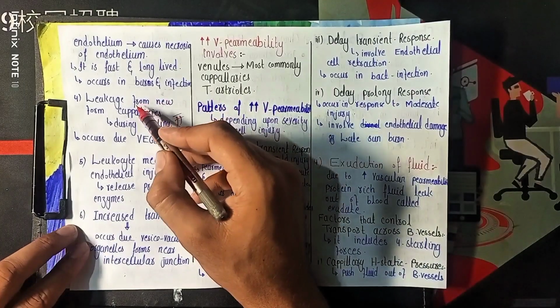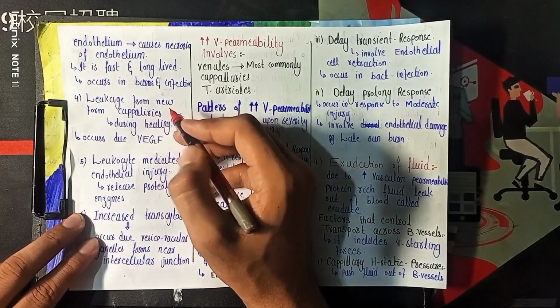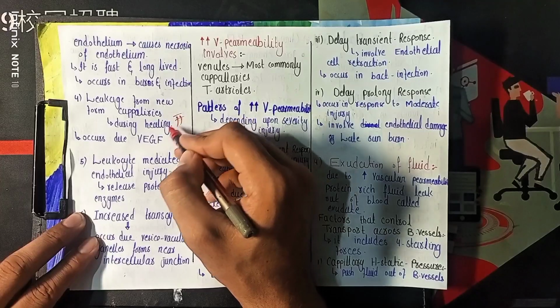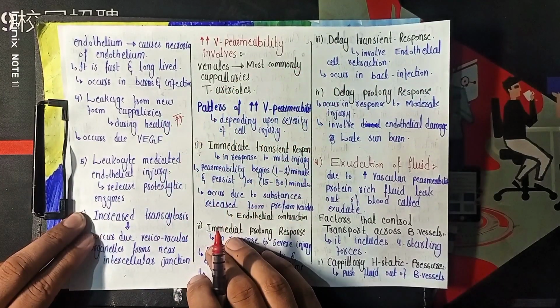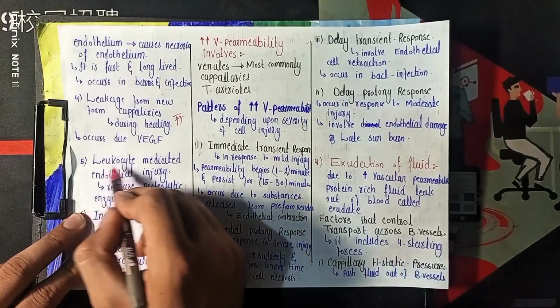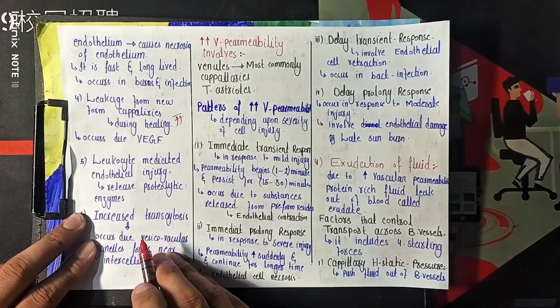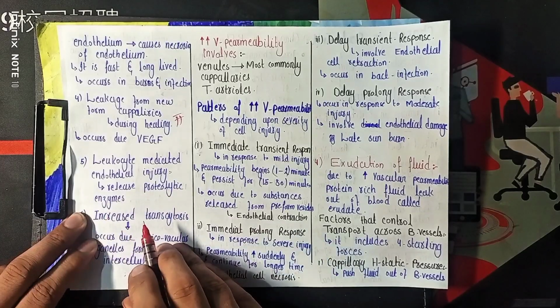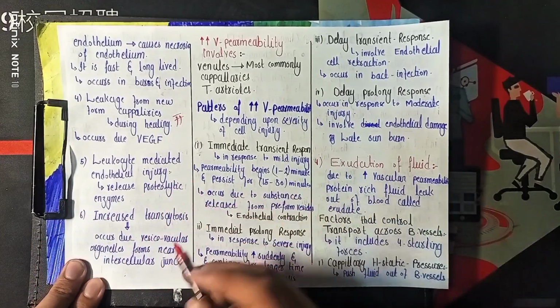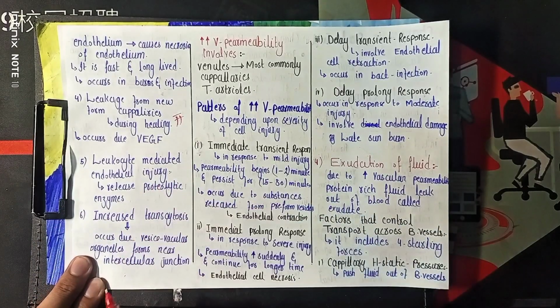चौथा है हमारे साथ the leakage from the newly formed capillaries. The new blood vessels that are formed during the process of healing, they are more leaky and they cause increased permeability of the blood vessel. पांचवा है हमारे साथ the leukocyte mediated endothelial cell injury. The activated leukocytes release proteolytic enzymes which cause the increased vascular permeability and damage to the endothelium.